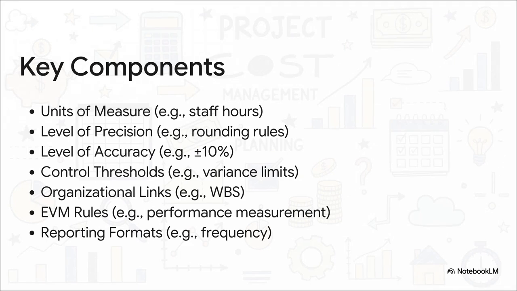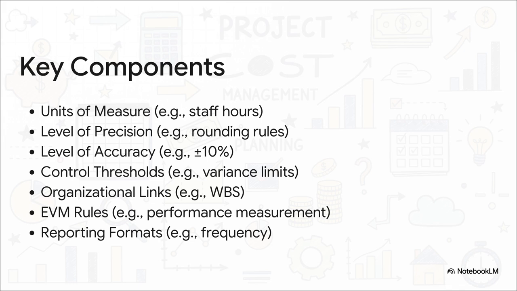Let's look at a couple of these, because the details are everything. Control thresholds. This is so important. This defines when a cost variance is just a bit of noise and when it sets off alarm bells that require you to take action. Is a 5% overage okay, or does that trigger a formal report to the steering committee? You decide that now, so you're not arguing about it later.